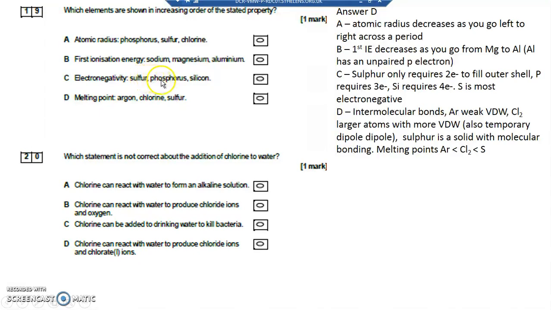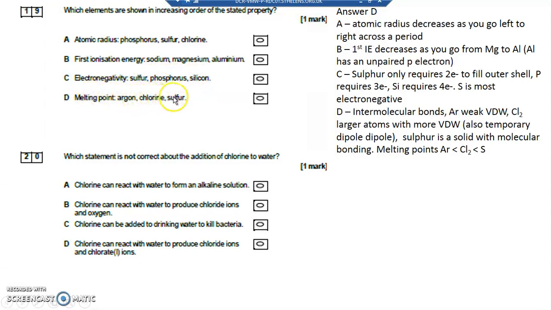Well, they're going to withdraw electrons towards themselves if they want those electrons, and sulfur is in group 6, needs 2 electrons only to fill its outer shell. Phosphorus in group 5 needs 3 electrons to fill up its outer shell, and silicon is in group 4 and needs 4 electrons to fill up its outer shell. So sulfur is closest to filling up its outer shell by gaining electrons. That will have the highest electronegativity, followed by phosphorus, followed by silicon. So they're actually getting lower.